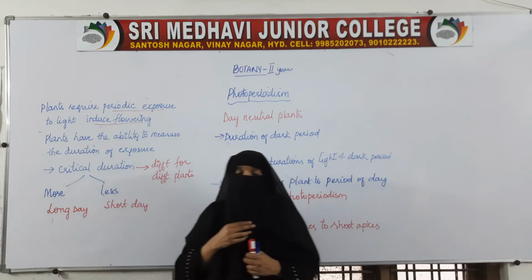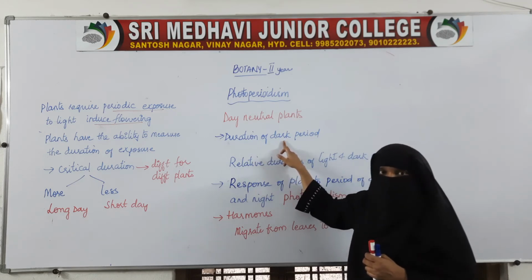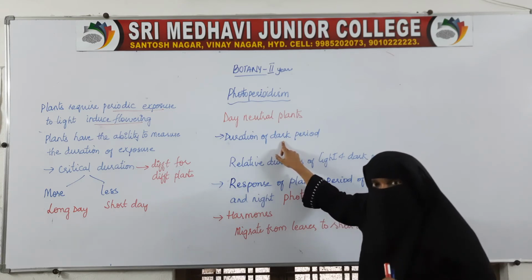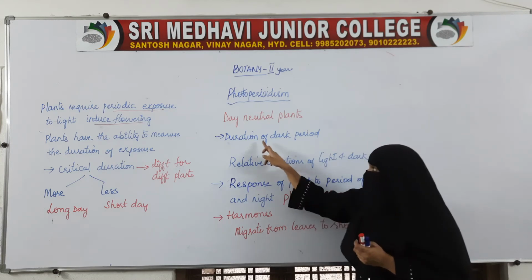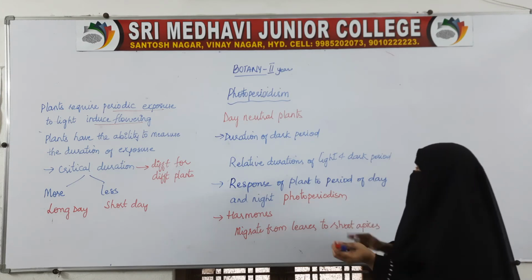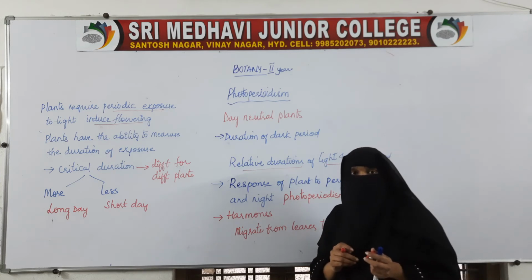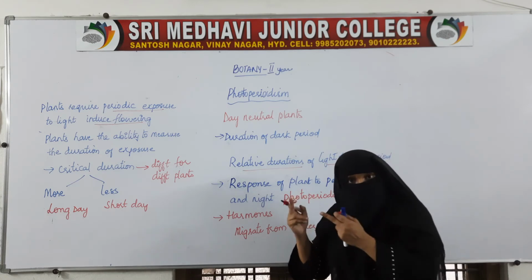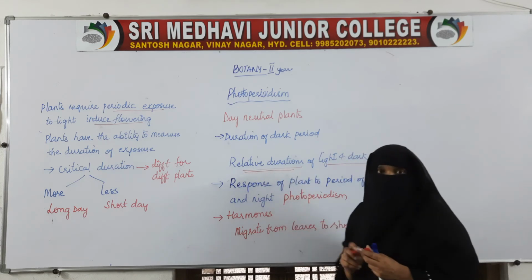Both of them are related. That is, duration of dark is also important. If more light is required, that means less dark is required. If less light is required, that means more dark duration is required. So, dark and light periods are relative to each other. If more dark, then less light. If more light, then less dark.